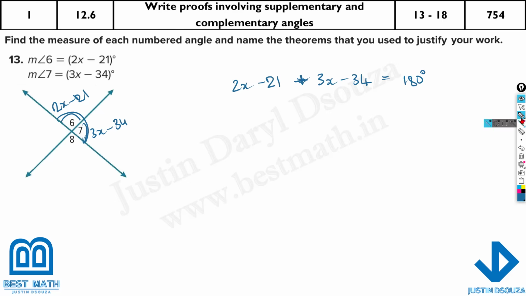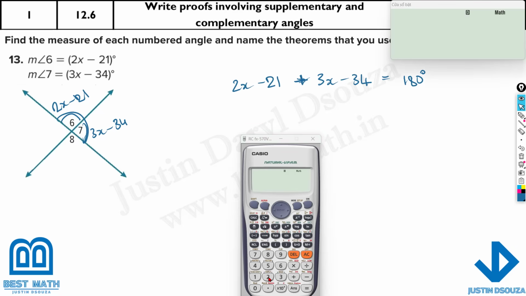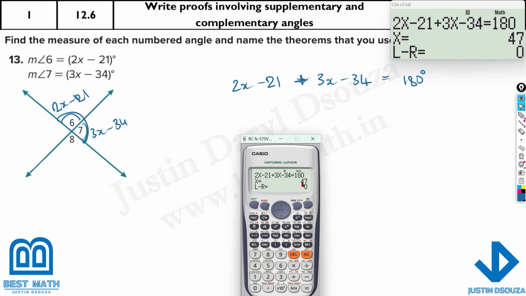I'm not going to solve this. I'm directly going to show you in the calculator how to find x. All you do is type 2x, that is alpha, x minus 21 plus 3x minus 34 equals to 180 degrees. Shift and solve, and now the answer is 47 degrees.